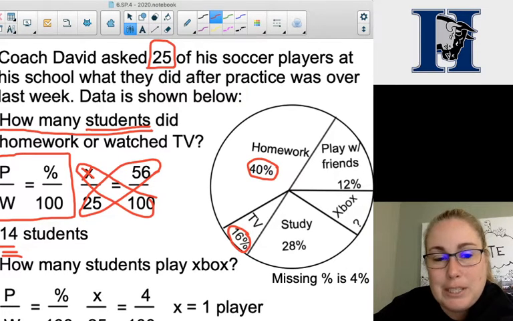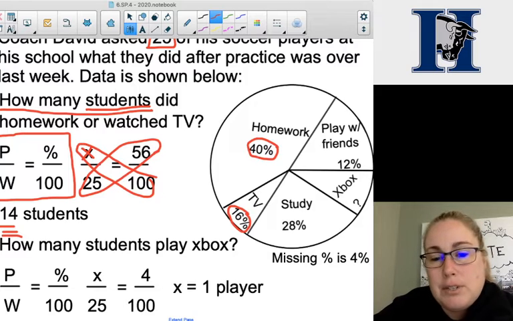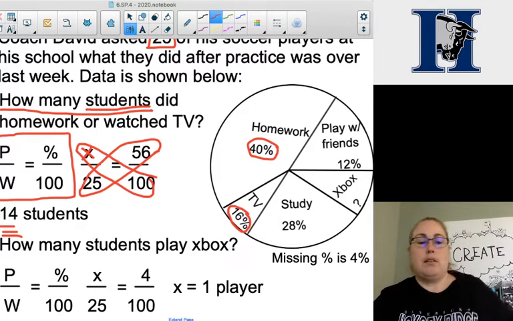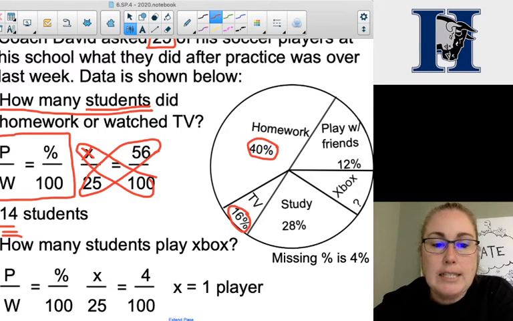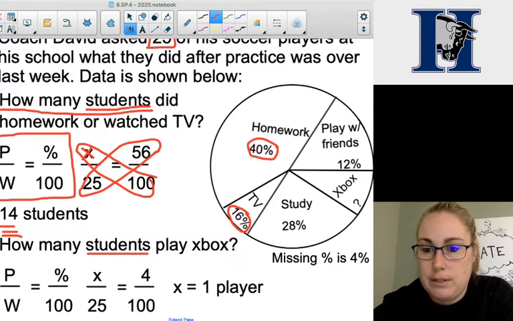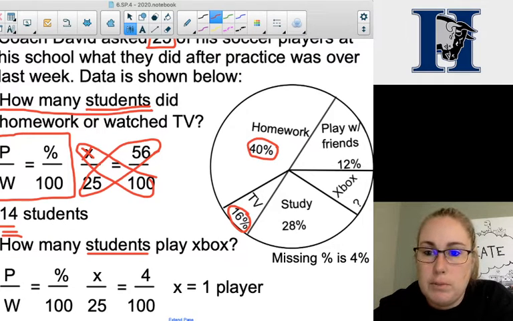All right, last one on this page. How many students play Xbox? Okay, be careful. It's not asking for a percent. It's asking for a number of students. So make sure you either underline that, write yourself a note, but make sure that you're aware of exactly what they're asking you to find, whether it's percent or number of students. So this one's asking for students who played Xbox.